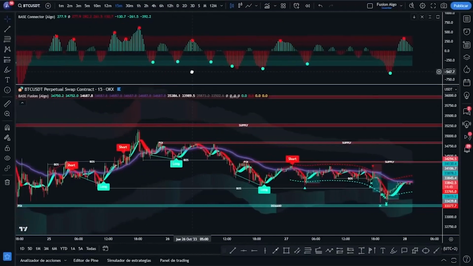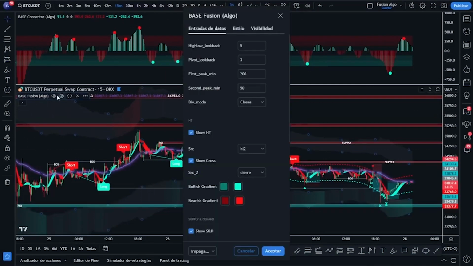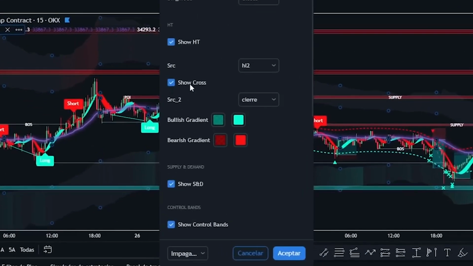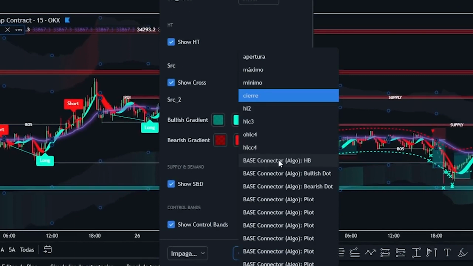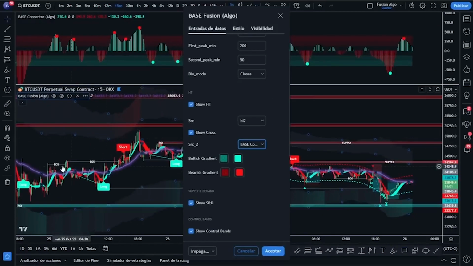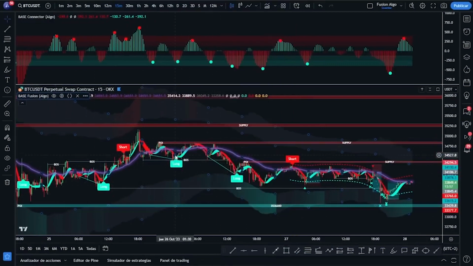It is a type of oscillator, that as its name indicates we will connect directly to the main indicator, to the base fusion. Simply in the configuration part, where it says show cross SRC_2, instead of putting close we would connect it directly with this option here, base connector algo, HB, and so as you have seen it has adjusted a little better the automatic entries in the form of signal that gives us the artificial intelligence.